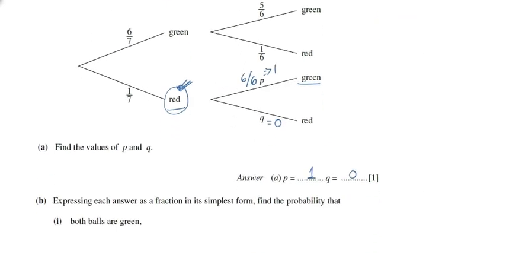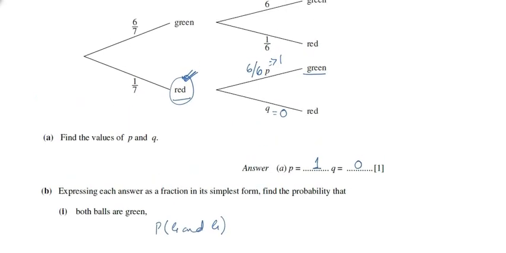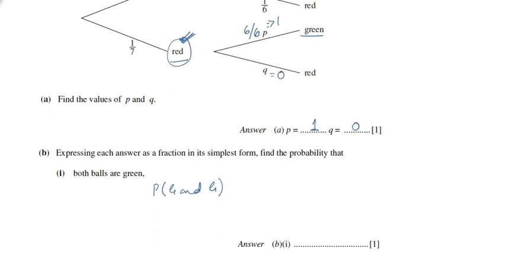Now what are they asking in the next part? They are saying expressing each answer as a fraction in its simplest form, find the probability that both balls are green. So it means probability of green and green. When we write these two probabilities, it's 6 upon 7 multiplied by 5 upon 6. Now let's write it. 6 upon 7 multiplied by 5 upon 6. So 6 and 6 will get cancelled. The final answer is 5 upon 7.